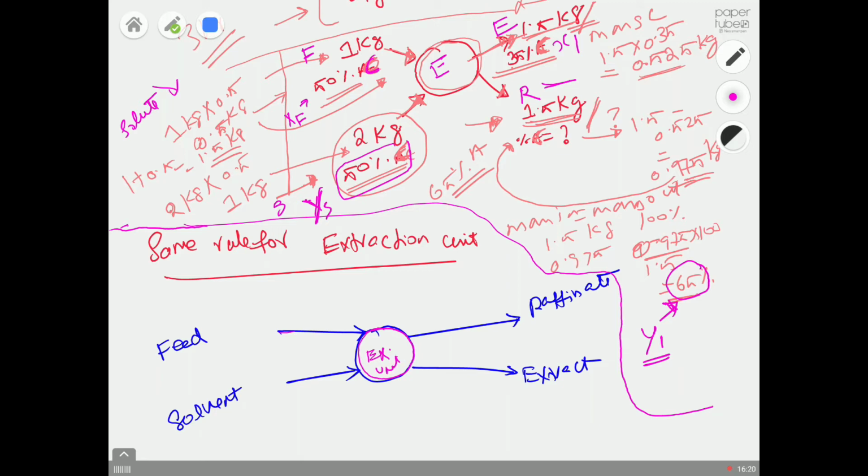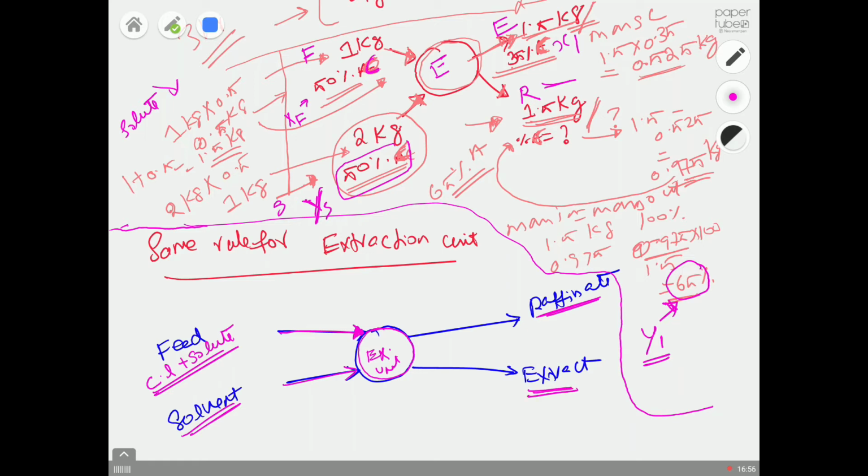So let's assume we are having some feed solution. That feed solution should contain your carrier liquid plus your solute. Sometimes it might contain some trace amount of solvent, but for the moment let's put carrier liquid plus solute, and then your solvent. This is the solvent, pure solvent. Sometimes it might contain other compounds, so for the moment let's assume this is your pure solvent, and then we get our raffinate side, and then we also get our extract side.